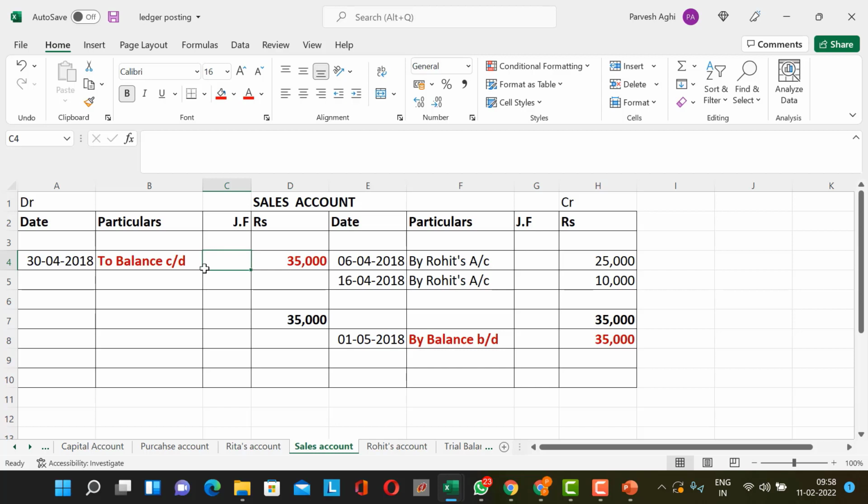After all, when you do business, you are always interested to know what is my top line, what is my total sale. So looking at this, you will go to the credit side and look at the customers to whom you have supplied your material. You made a sale on 6th of April and on 16th of April, twice, to the same customer, Rohit, 25,000 and 10,000. So your total sale was 35,000, which is shown as a credit balance. Fine, so this is your sale.